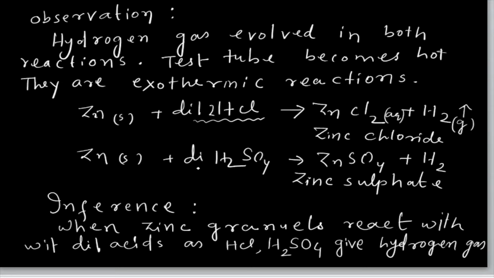And zinc plus dilute sulfuric acid gives zinc sulfate plus hydrogen, and zinc sulfate is ZnSO4. Why is the formula ZnSO4, not Zn(SO4)2? Because here it is plus 2 and here it is minus 2. Similarly here zinc is plus 2 and chloride is minus 1. So the formula here is ZnCl2 and here the formula is ZnSO4, zinc sulfate. And this hydrogen is also a gas, and it is going upward. So you write here G and an upward arrow.